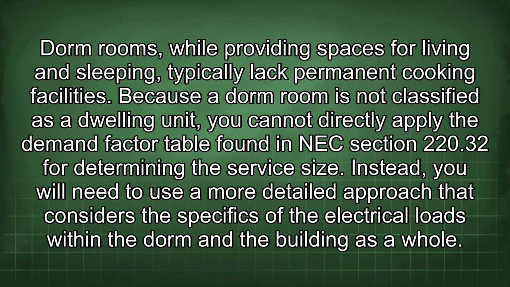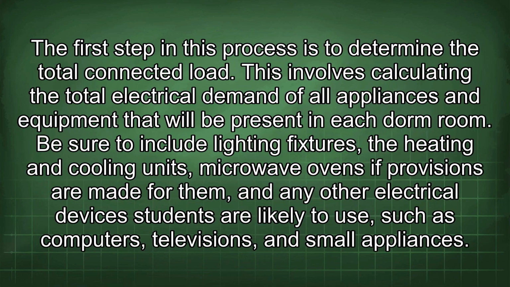Instead, you will need to use a more detailed approach that considers the specifics of the electrical loads within the dorm and the building as a whole. The first step in this process is to determine the total connected load. This involves calculating the total electrical demand of all appliances and equipment that will be present in each dorm room. Be sure to include lighting fixtures, the heating and cooling units, microwave ovens if provisions are made for them, and any other electrical devices students are likely to use, such as computers, televisions, and small appliances.